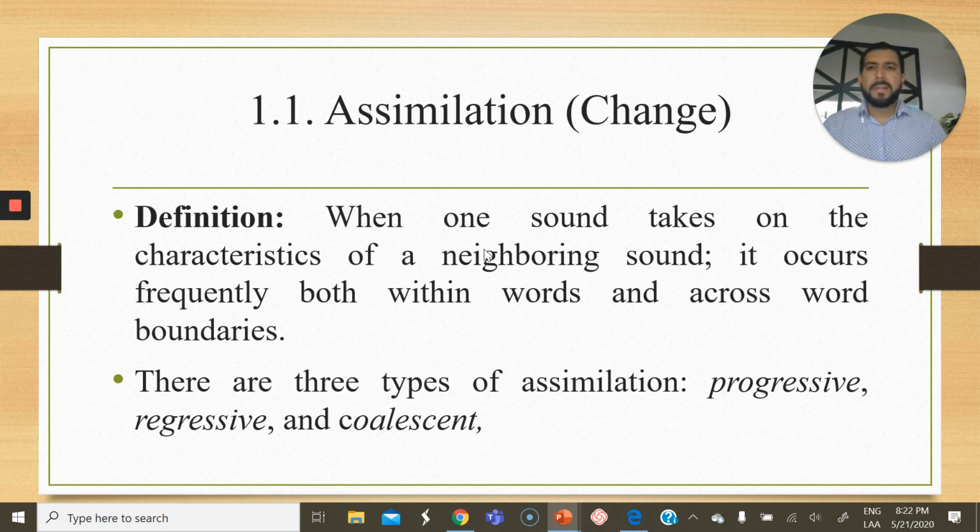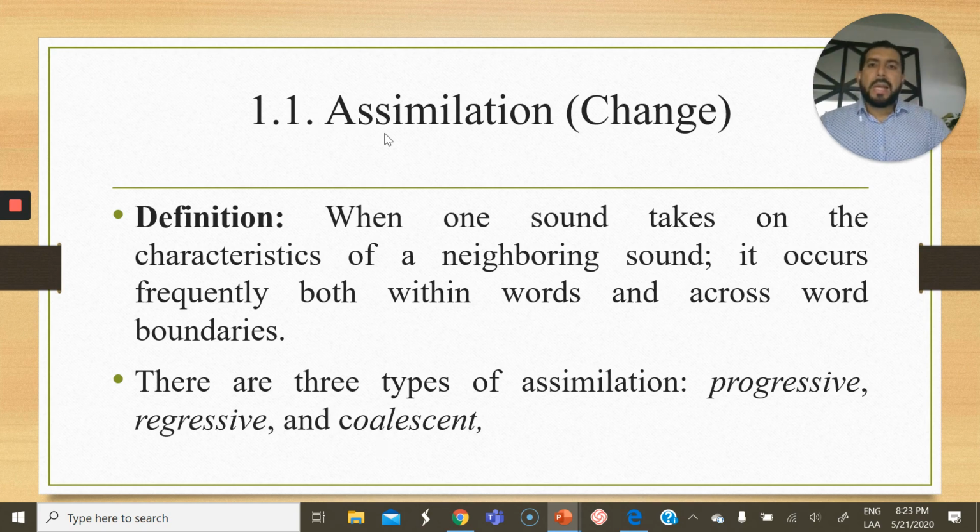What happens here is that two segments, or sometimes one segment, take the characteristics of a neighboring sound or segment. It occurs both within words and across word boundaries. And there are three types of assimilation: progressive, regressive, and coalescent assimilation. Progressive assimilation is also called forward assimilation. Regressive assimilation is also called backward assimilation, and coalescent is also called reciprocal assimilation.